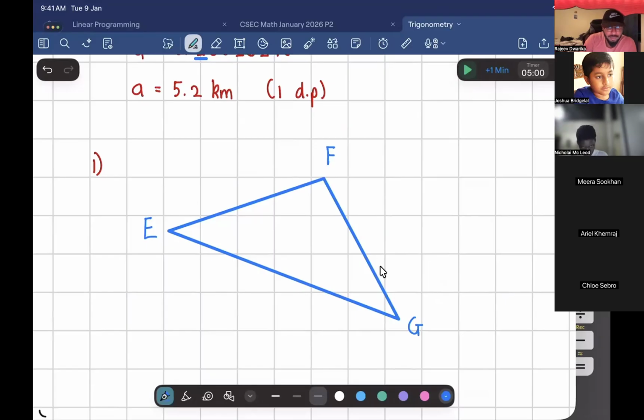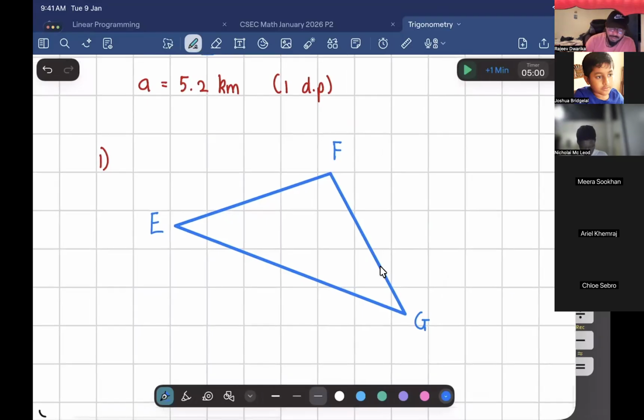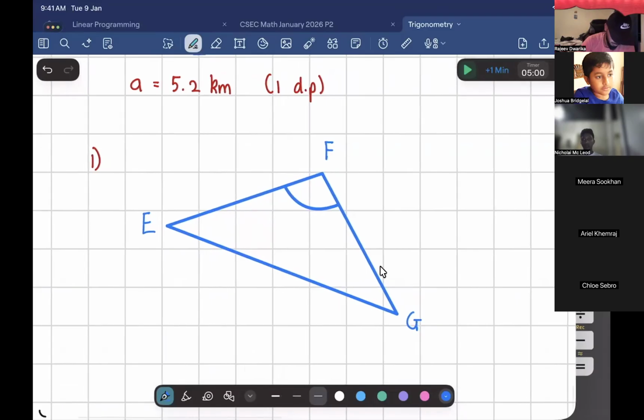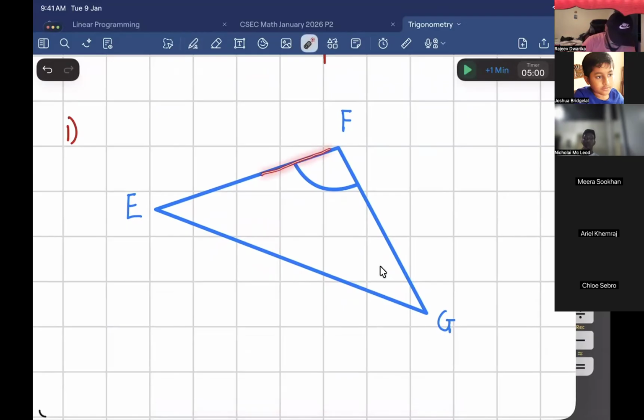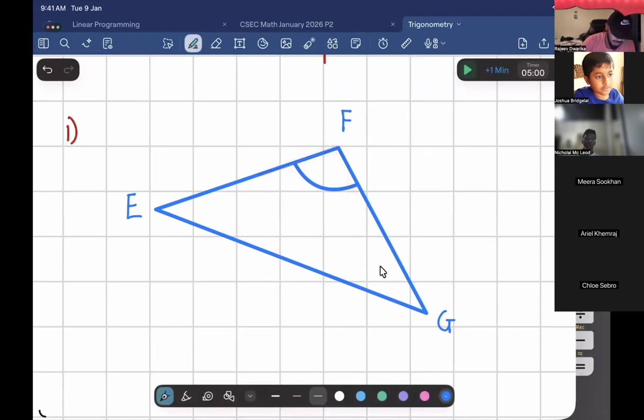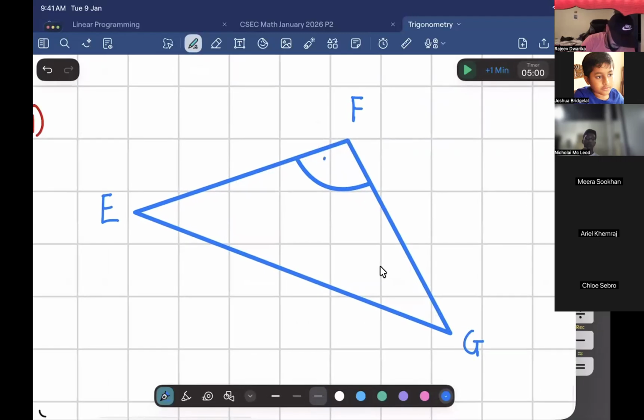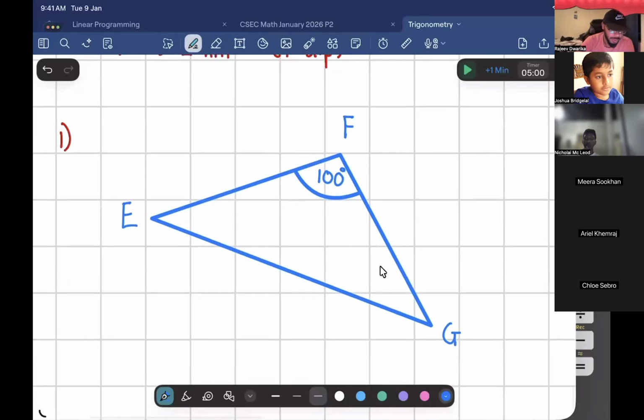So G, G F, or F? How many degrees is F looking like? The 57? No, what is it looking like? Watch. If this is 90, right? If this is 90, that is looking like more than 90. So maybe 100.